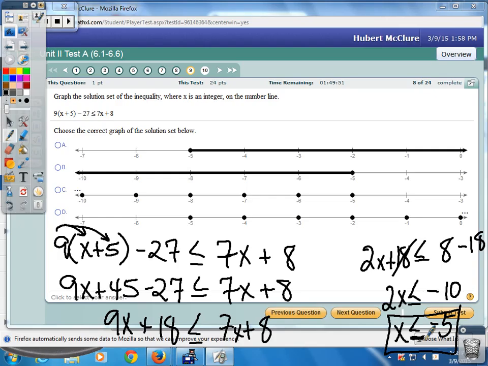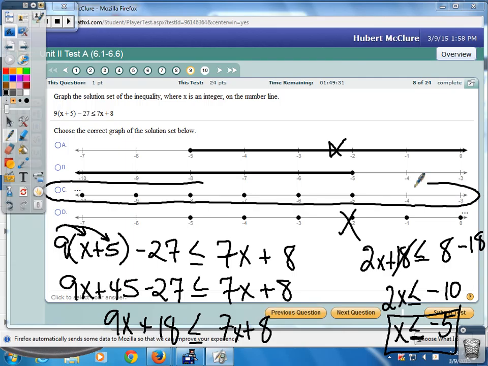But which numbers, whole numbers, are less than negative 5? To the left or to the right? To the left. So that takes that one out. And that takes that one out. So which one is it? It's C because of the integers. This right here is real numbers. This is integers. Integers is a 25-cent word for what? Whole numbers.